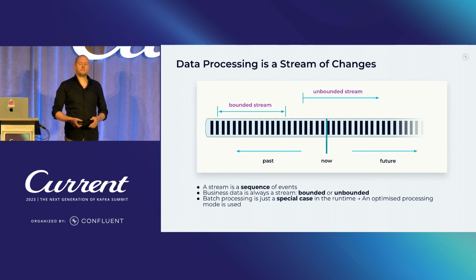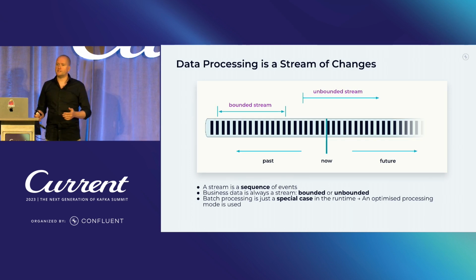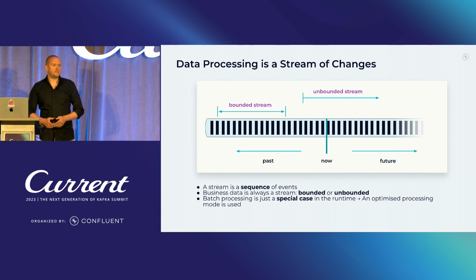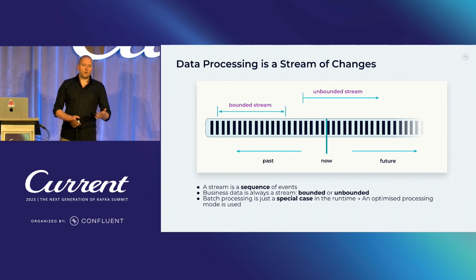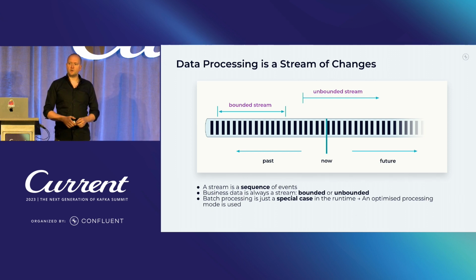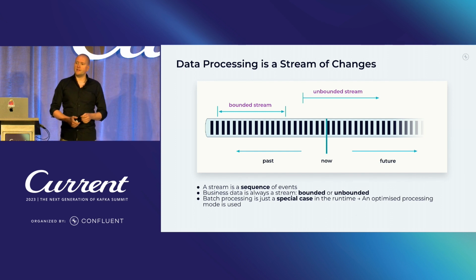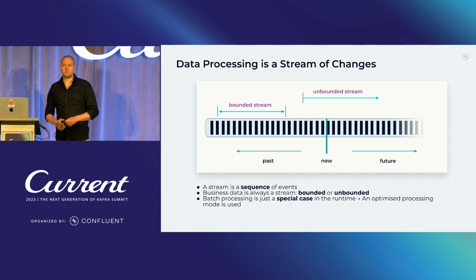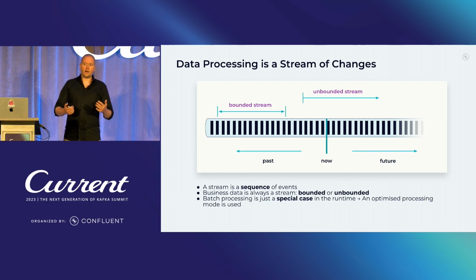Now, a stream is nothing more than a sequence of events, and all business data is always a stream. Bounded and unbounded refer to the characteristics of the streams that you want to process. It's basically if you know or don't know if that stream will end. And Flink treats batch processing as a special case in its runtime. Batch execution is only applicable to bounded streams.